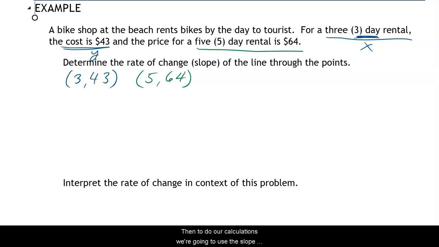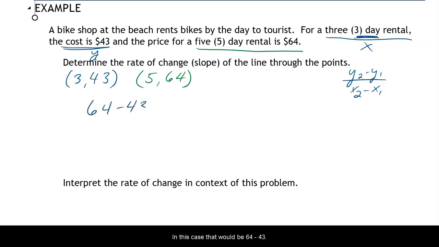Then to do our calculations, we're going to use the slope formula. Remember that slope formula is y2 minus y1 over x2 minus x1. In this case, that would be 64 minus 43 over 5 minus 3. When we subtract, 64 minus 43 is 21. 5 minus 3 is 2.